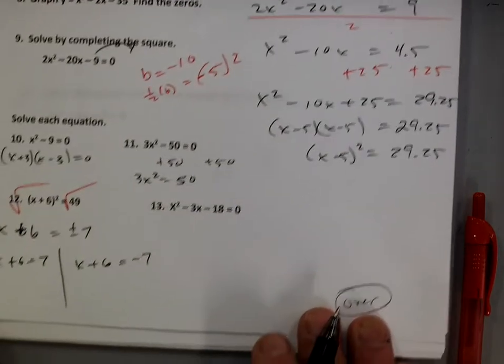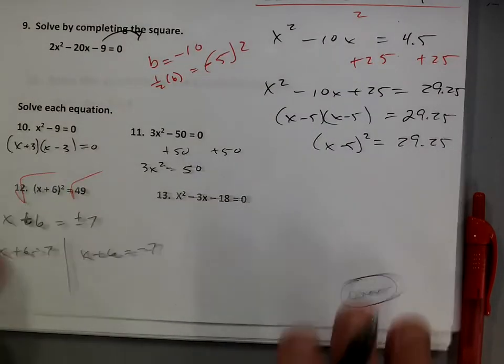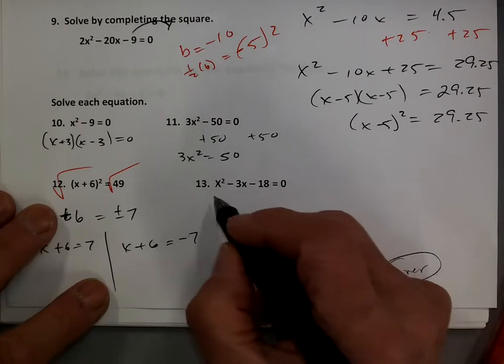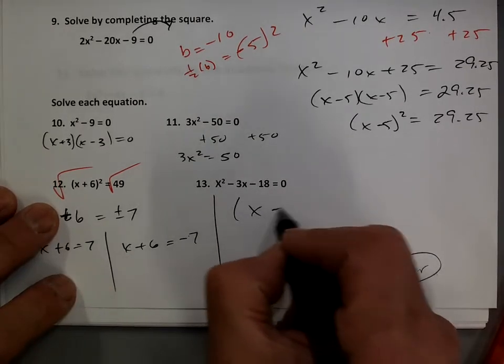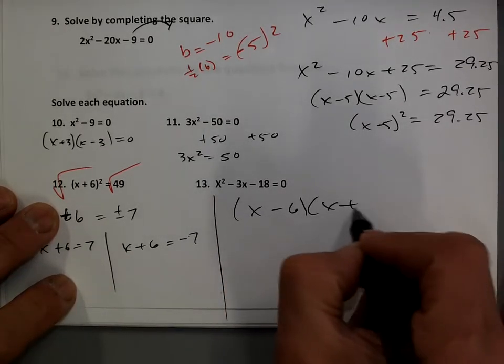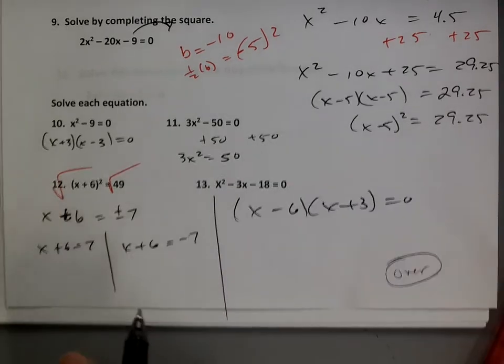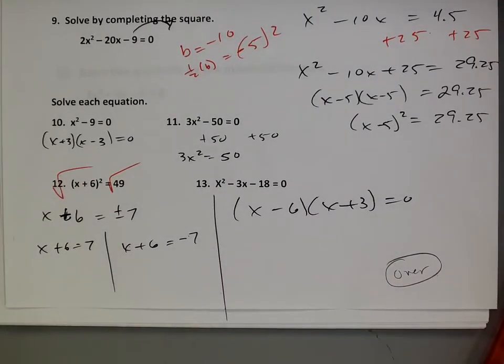Oh, I think I can factor 13. It's so much easier when you factor. I think I'm just going to go an x minus 6, x plus 3, because if I can factor, boy, it's a piece of cake to do. Okay, and then 6 and 3.